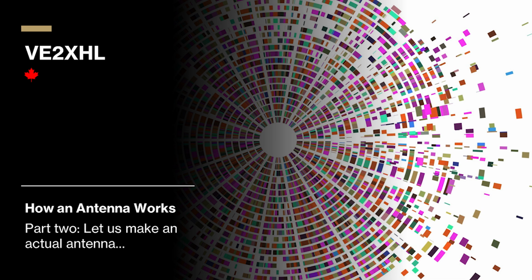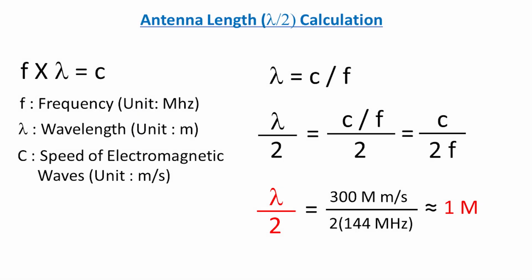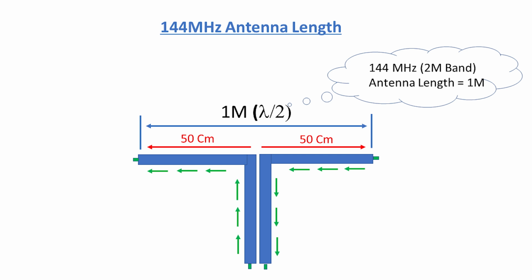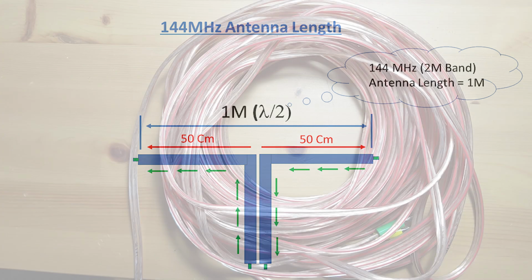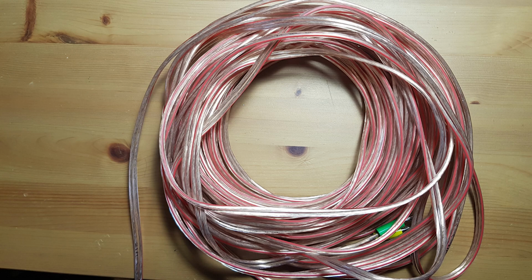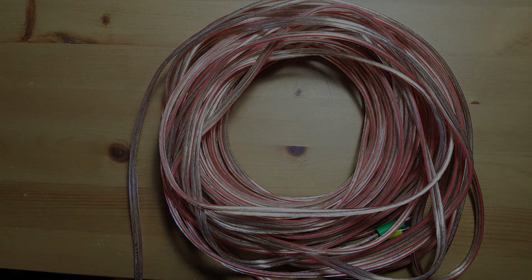So remember, an antenna length is half of the wavelength. Considering the space, let us make a small antenna. One of the most common ham radio bands is the 2-meter band, which is 144 MHz. According to the formula, we calculate half the wavelength of a 144 MHz frequency. The antenna length should be approximately 1 meter. Since we are making an experimental antenna, I think we should use cheap and easily available materials, so I decided to use a speaker wire.